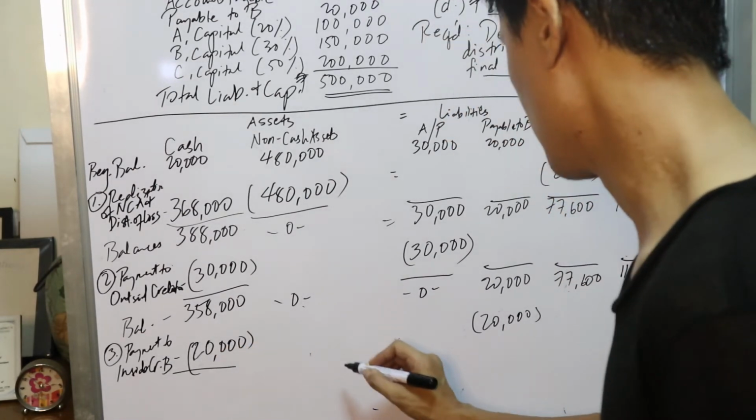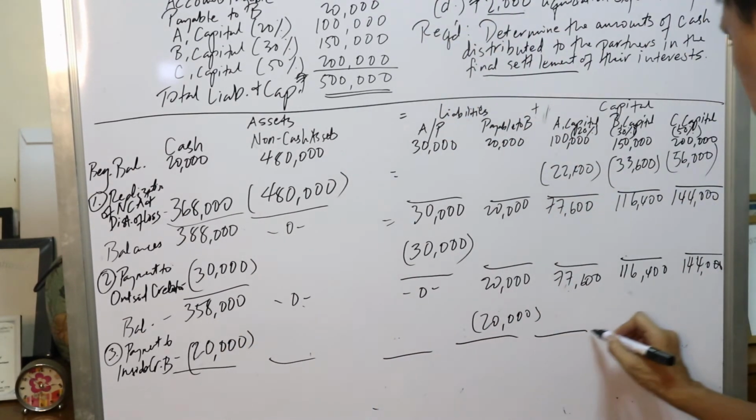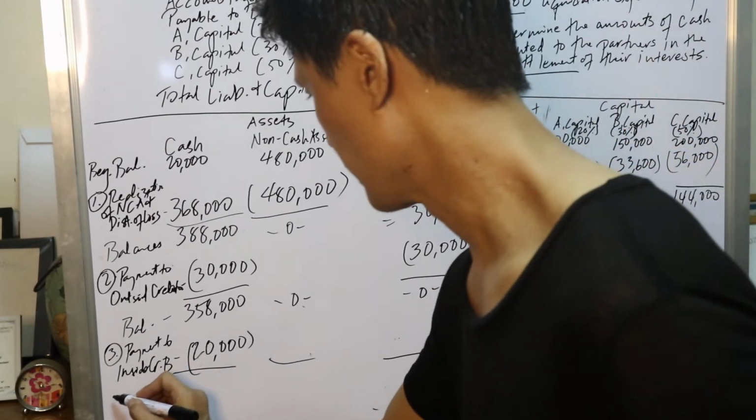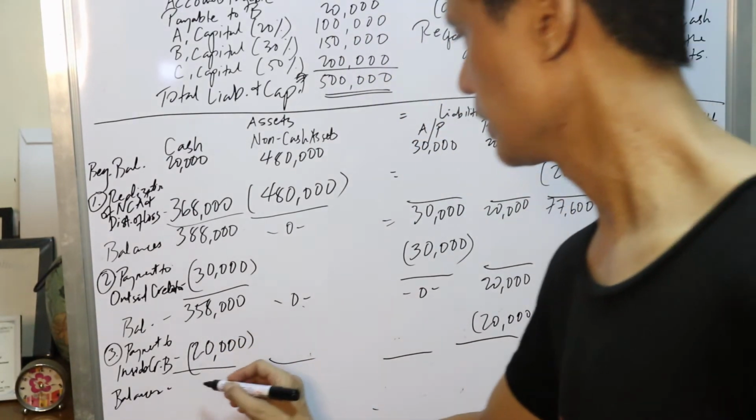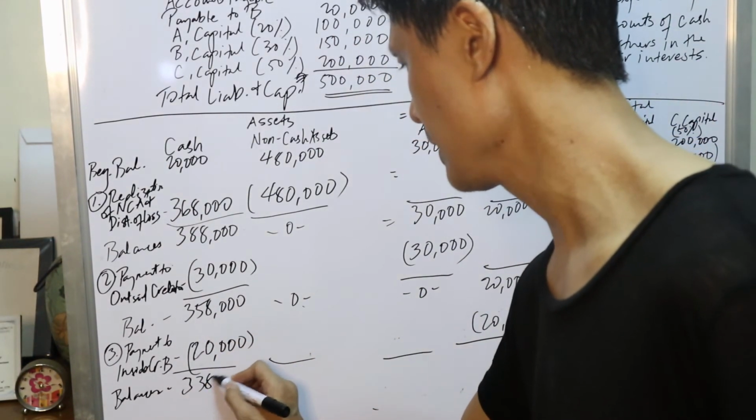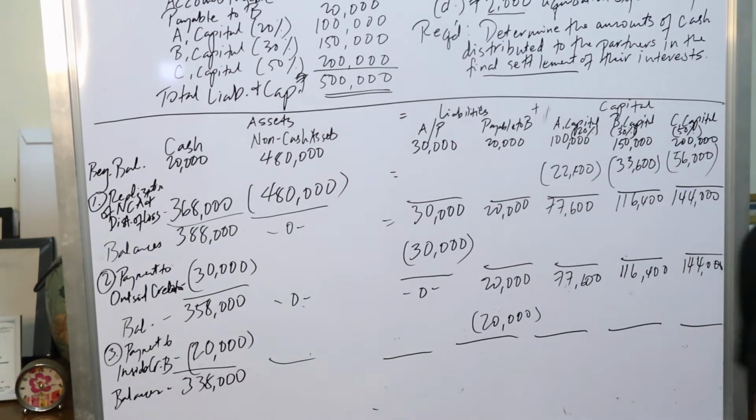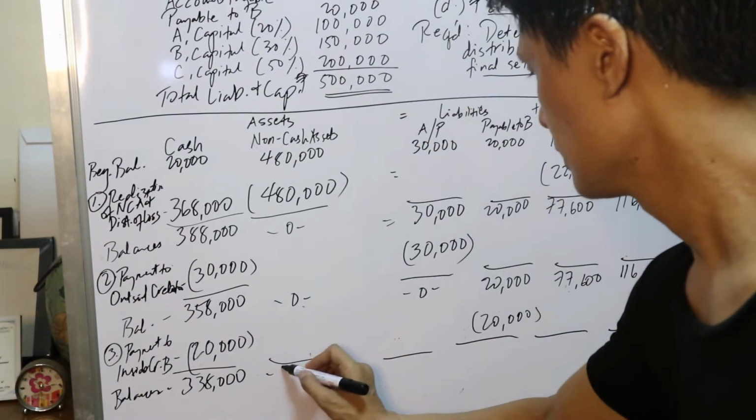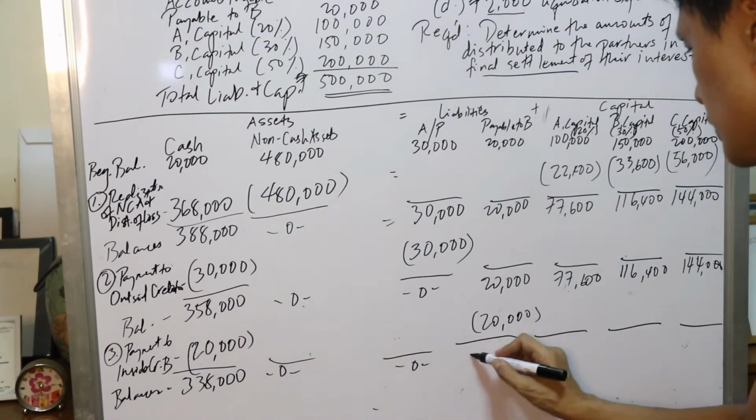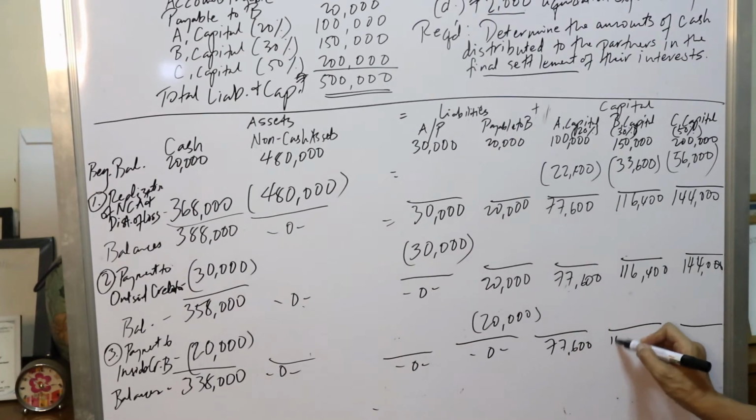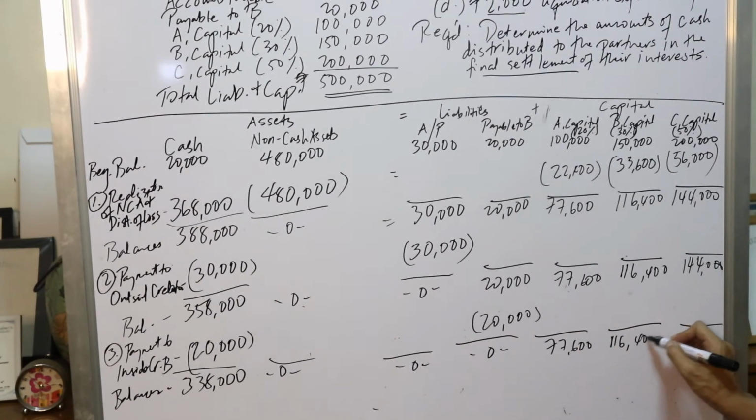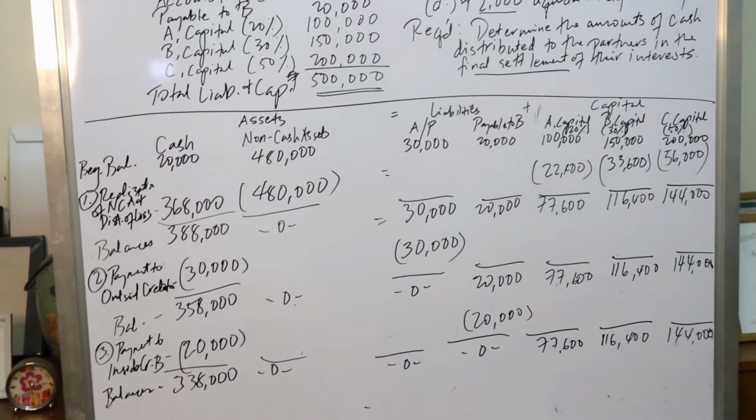So, kunin ulit natin yung balance after that. Ganito lang yan. So, magkano yung balances? Balances is 358 minus 20, that's 338,000. There. And then, ito naman, 0 lang yan. So, 0. Bring down 77,600, 116,400, and 144,000.